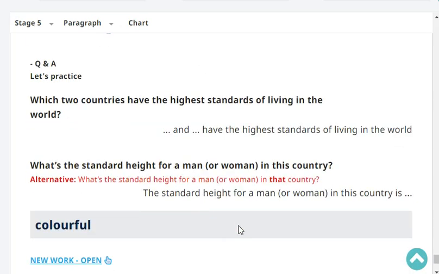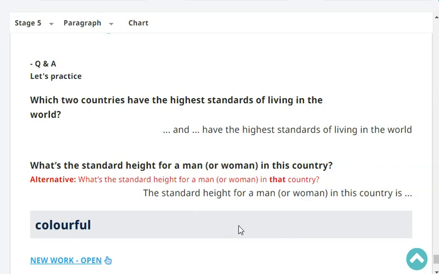Which two countries have the highest standards of living in the world? Denmark and Switzerland have the highest standard of living in the world.